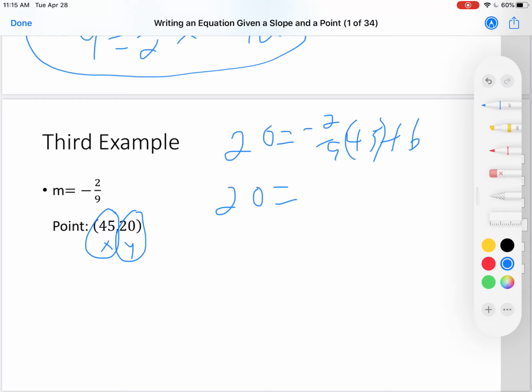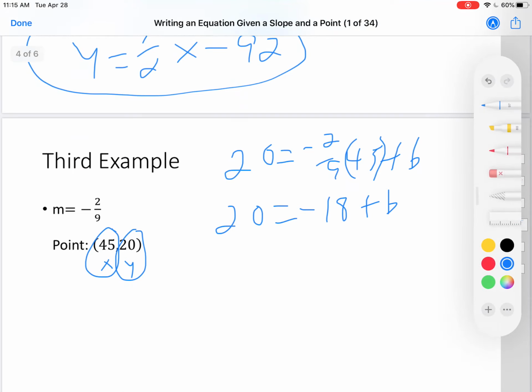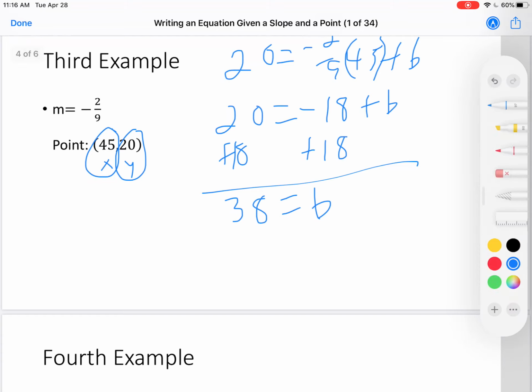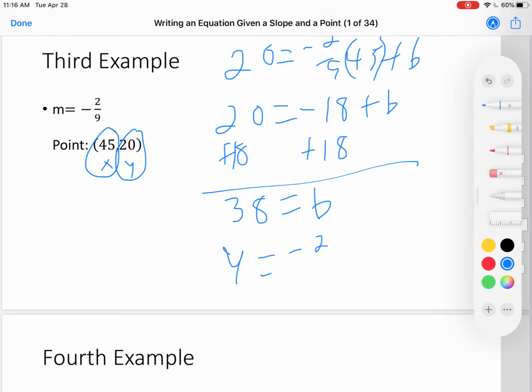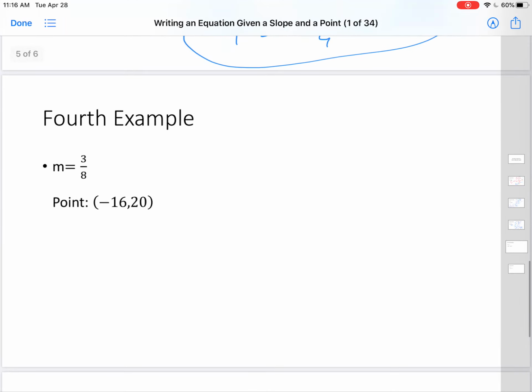So let's solve this and find out what b is. 45 divided by 5 is 9. 9 times 2 is 18. In this case, it will be negative 18 plus b. Up here, we subtracted 98 because that was positive 98. In this case, this is negative 18, so we're going to add 18. I get 38 equals b, and the equation will be y equals negative 2/9 x plus 38. Done.